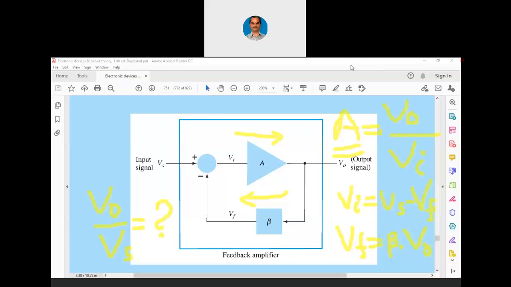But until then, please remember V0 equals A into Vi, Vi equals Vs minus Vf, Vf equals beta into V0. Using these three, we are going to find out V0 by Vs. Later on, we will find out Zi also for the circuit, Z0 also for the circuit. And then we will have a count of what are all the other advantages with negative feedback in spite of the reduction in gain. We will see that in the next class.